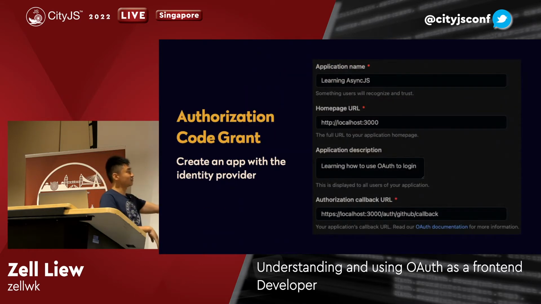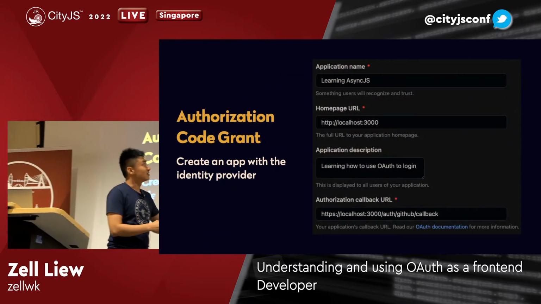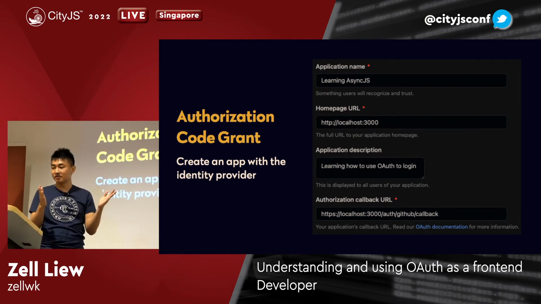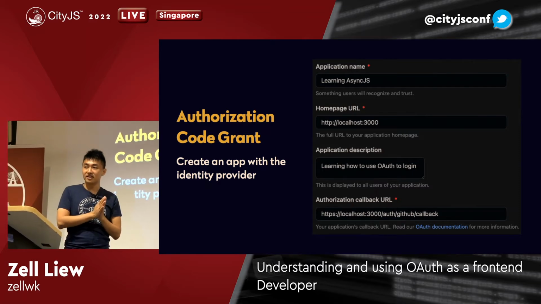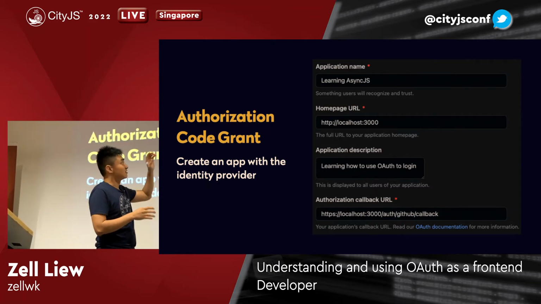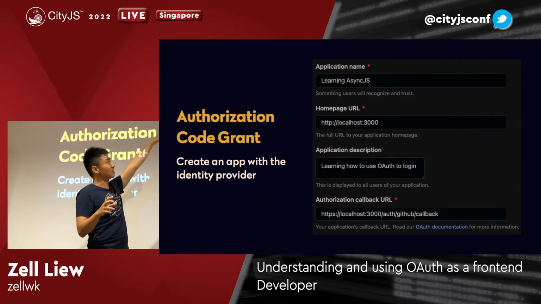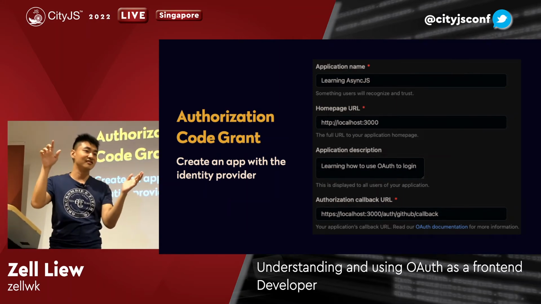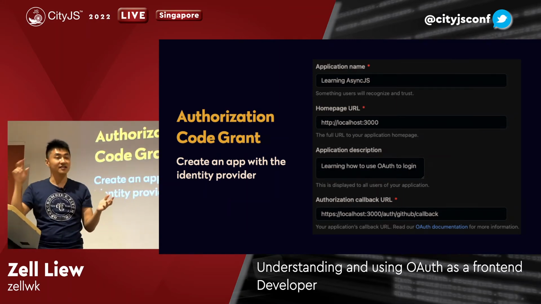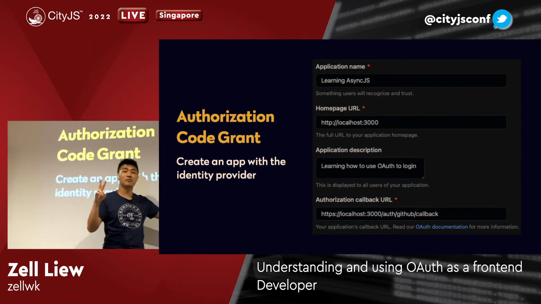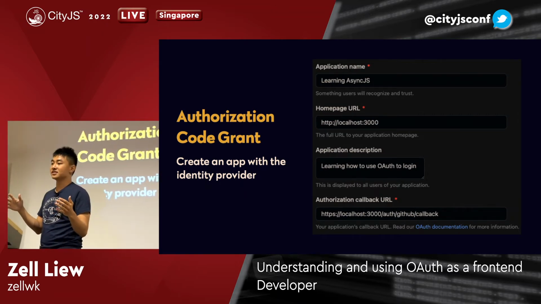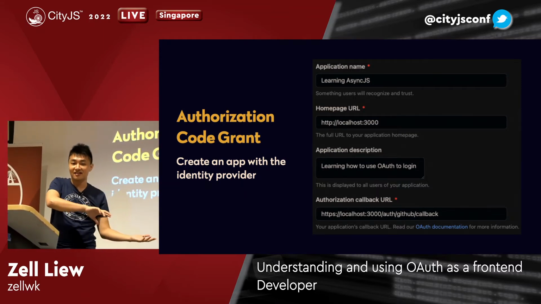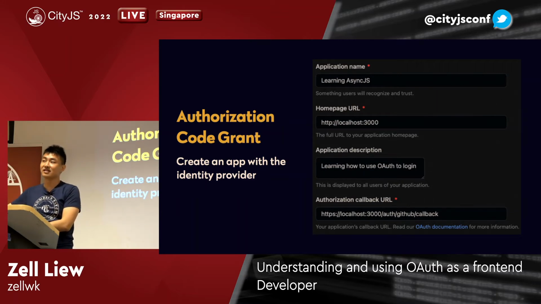So first, you create an app with the provider. Here is an example for GitHub, where I placed some random values in there. The important thing to know here is the application name, the name of your application. People will see that before they authorize it. And the second most important thing is the callback URL, because when the person is authorized, the identity provider will send that request to the callback URL that you specify.